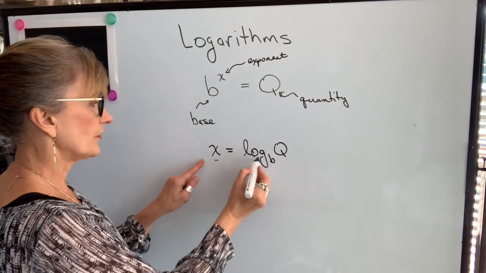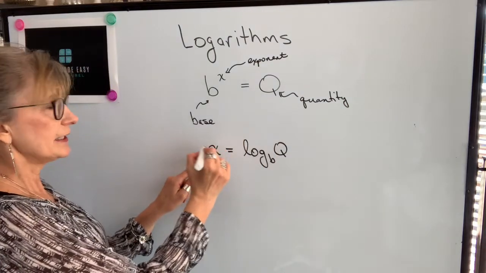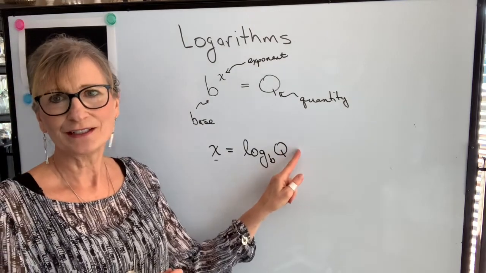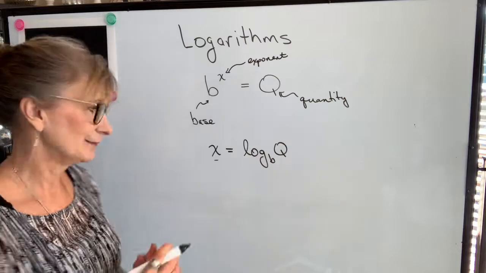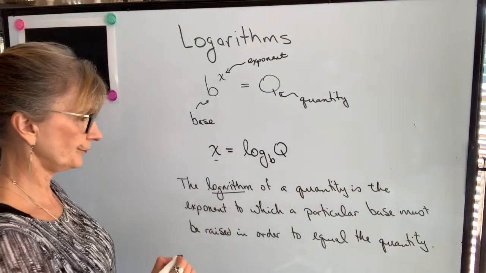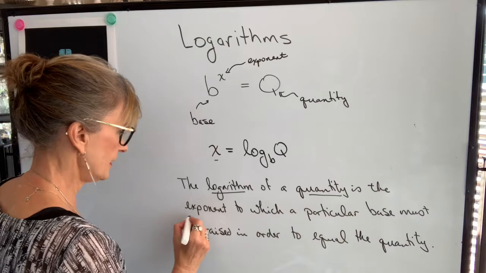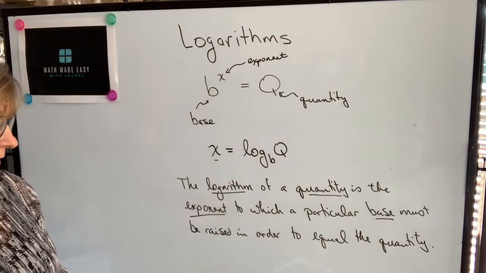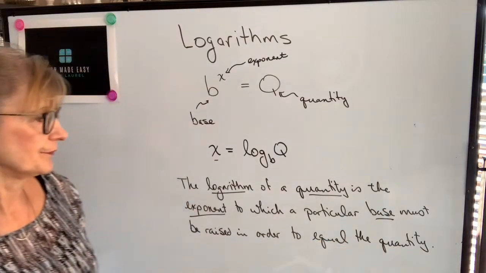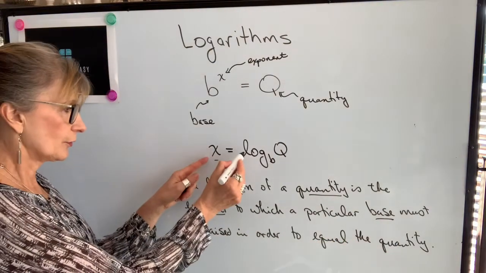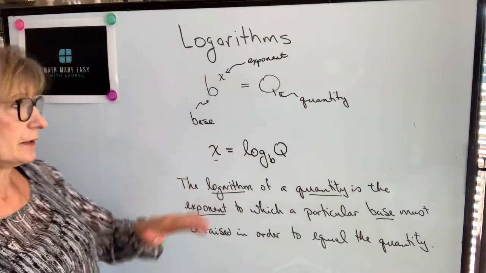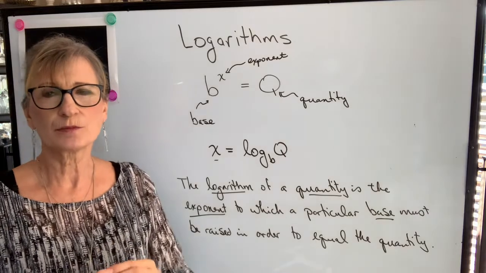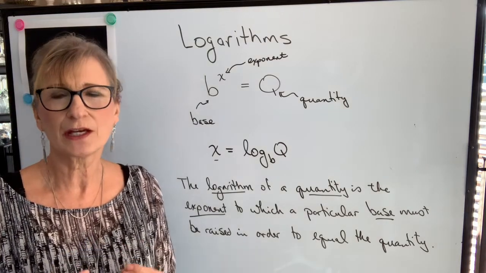So the log of a quantity is the exponent to which a certain base must be raised to equal the quantity. Let me write that out in words. The logarithm of a quantity is the exponent to which a particular base must be raised in order to equal the quantity. So a logarithm is an exponent. And if you can think of it in terms of your exponential notation, it helps give you that understanding.